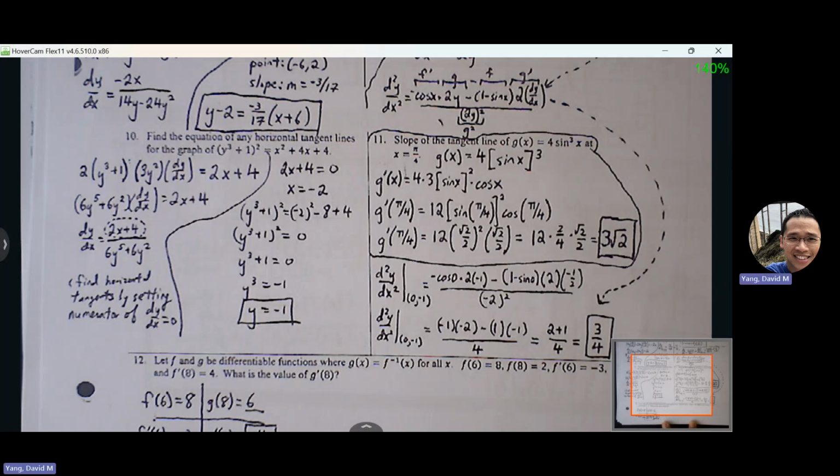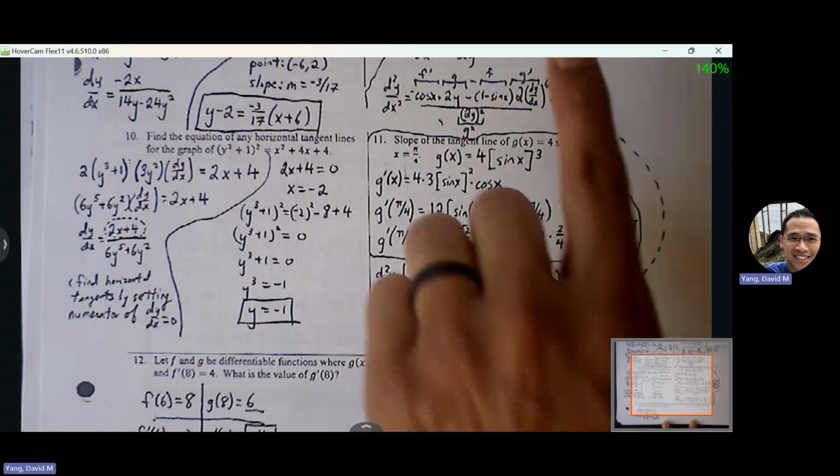Number 11, find the slope of the tangent line. So you have to find G prime. Careful with all these trig functions with that exponent in abbreviated form. Make sure you pull that exponent outside a set of parentheses. Otherwise, it's a lot harder to see the need for the chain rule or apply it correctly. So get that 3 outside a set of brackets first.